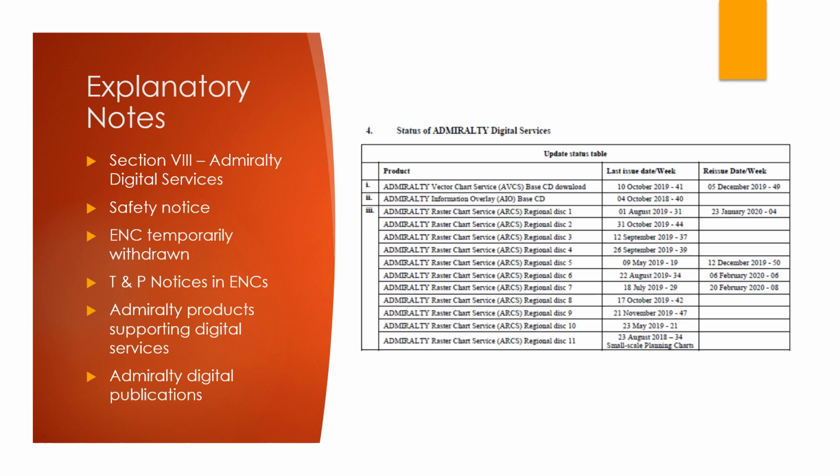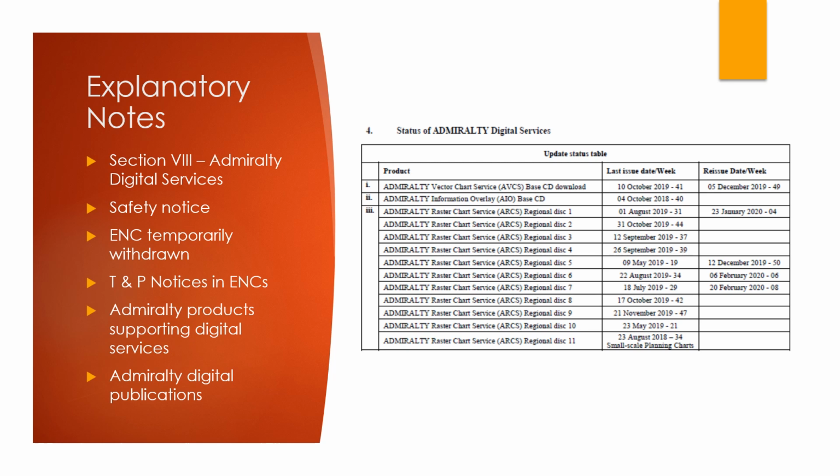Finally, the figure that you see on the right side of your screen basically provides the status of the Admiralty digital services. So basically it provides the Admiralty raster chart service and the issue date, and if it was reissued, the latest version of the products, the Admiralty products, and the details of it are provided in section 8. So this is the information in section 8.